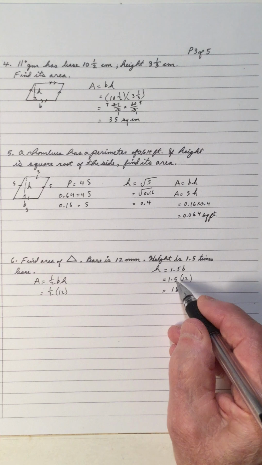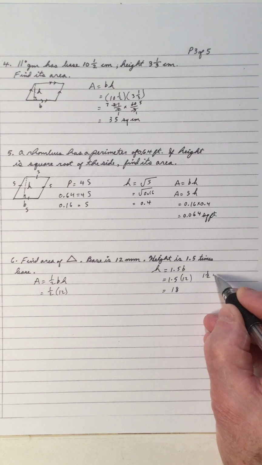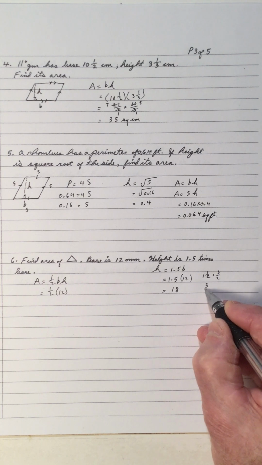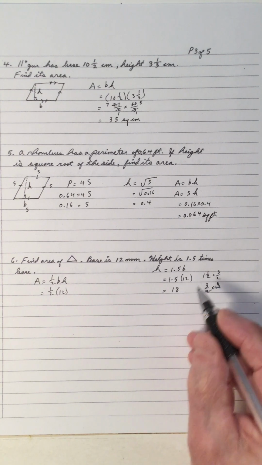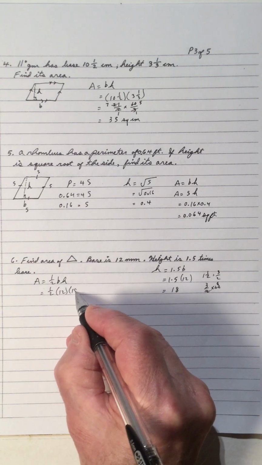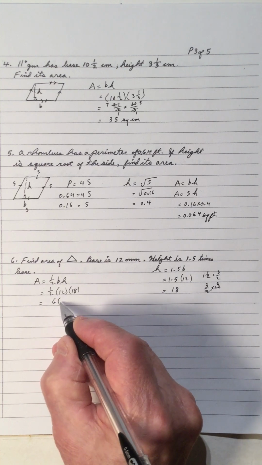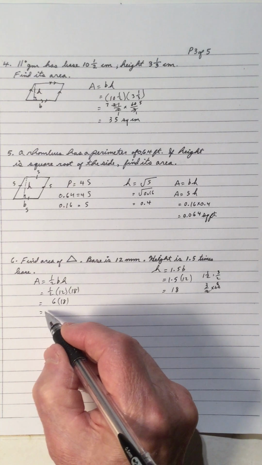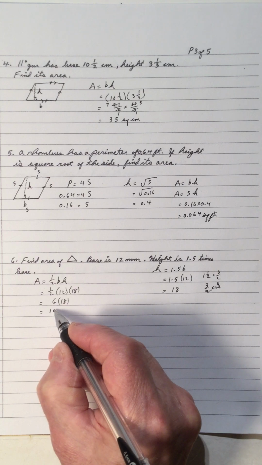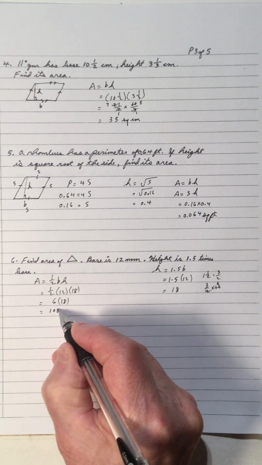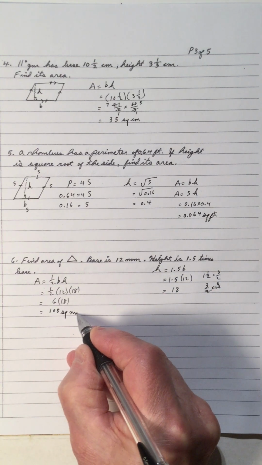And one way I do it, you can also say 1.5 is 1 1/2, and 1 1/2 is 3 over 2. So you can also go 3 over 2 times 12. Divide, you get 6, and 3 6s makes 18. So the height is 18. Now we take half of 12 to get 6, and we go 6 times 18, and 6 times 18 gives us 108. That's in millimeters, so that's square millimeters.